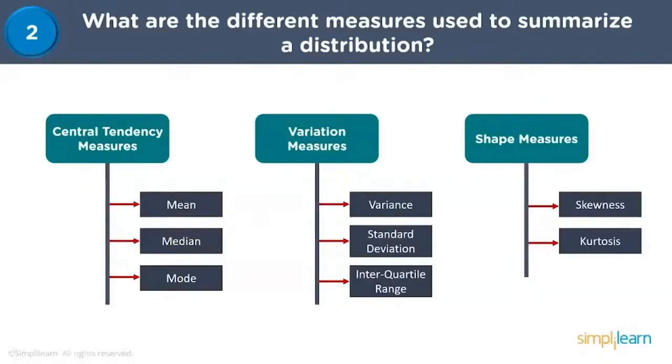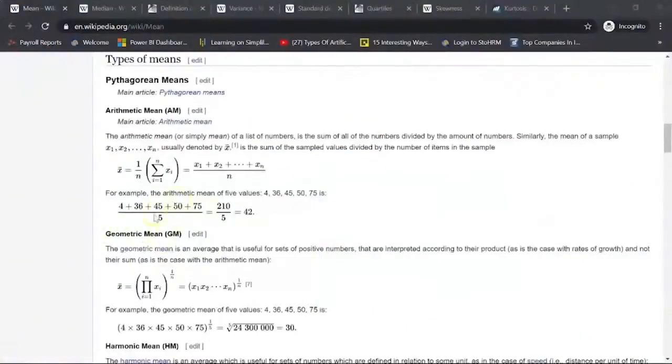Let me take you to the Wikipedia page and explain what mean exactly is. Okay, so here you can see on the Wikipedia page it has the formula to calculate the mean of a distribution. So this is basically the summation of all the data points divided by the total number of data points. So here you can see an example. We want to find the arithmetic mean of 5 values which are 4, 36.